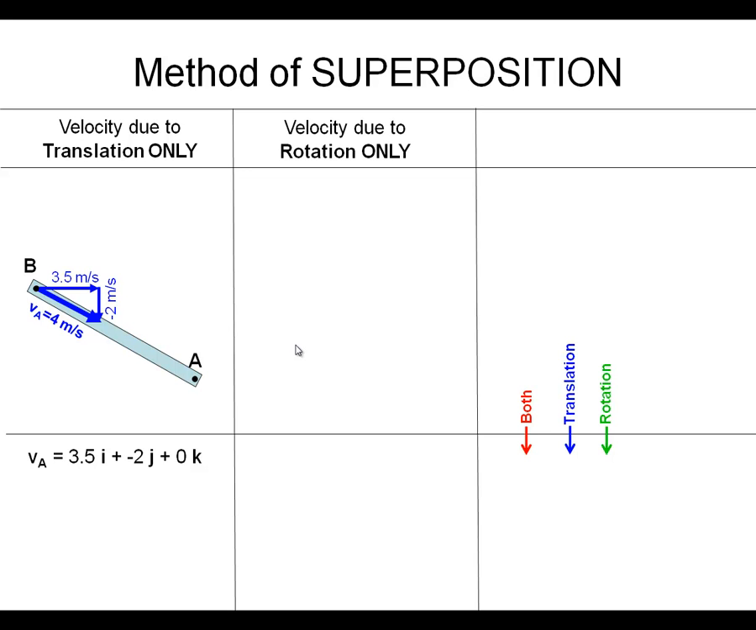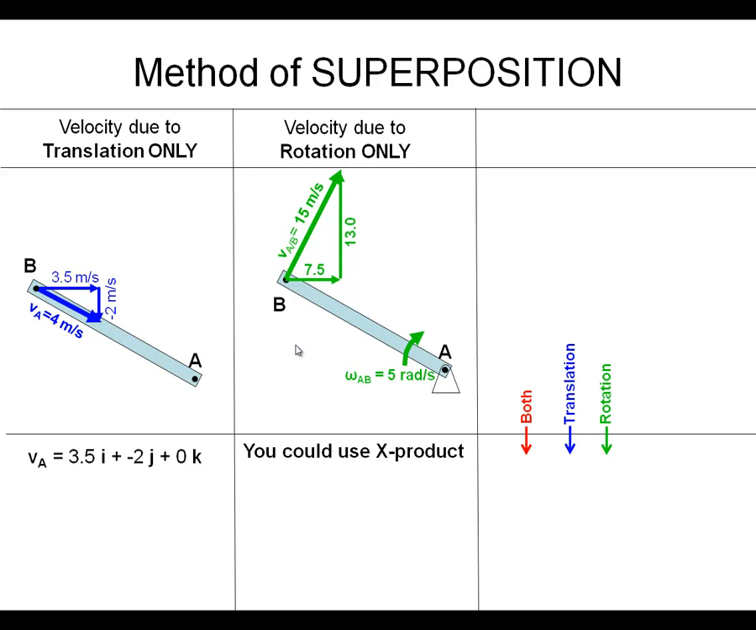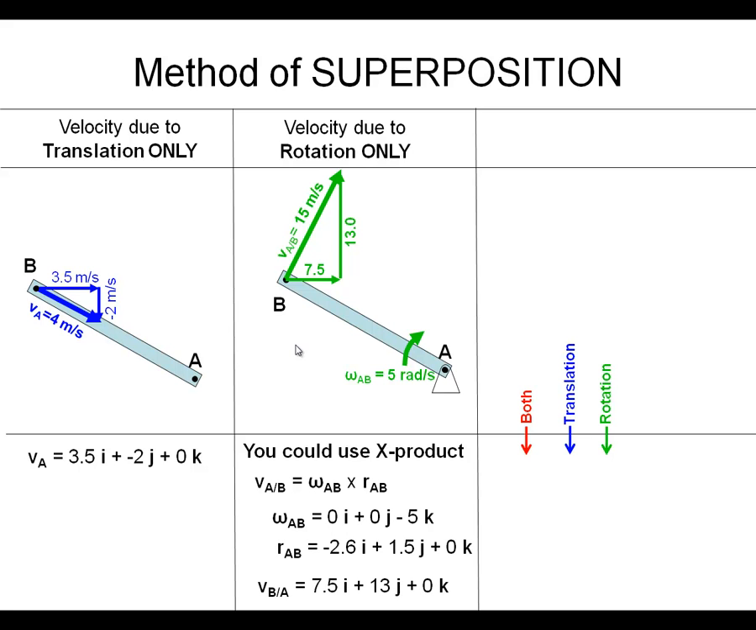Okay, now let's pretend that it's not translating, but only rotating, rotation only. Now let's find out what point B is doing. We know that it's 15 meters a second in that direction, but let's write that as a vector. We could use either trigonometry to find that 7.5i and 13j, or we could use the cross product and cross the omega vector with the r vector. There's the omega vector, there's the r vector, and the cross product would be 7.5i plus 13j.